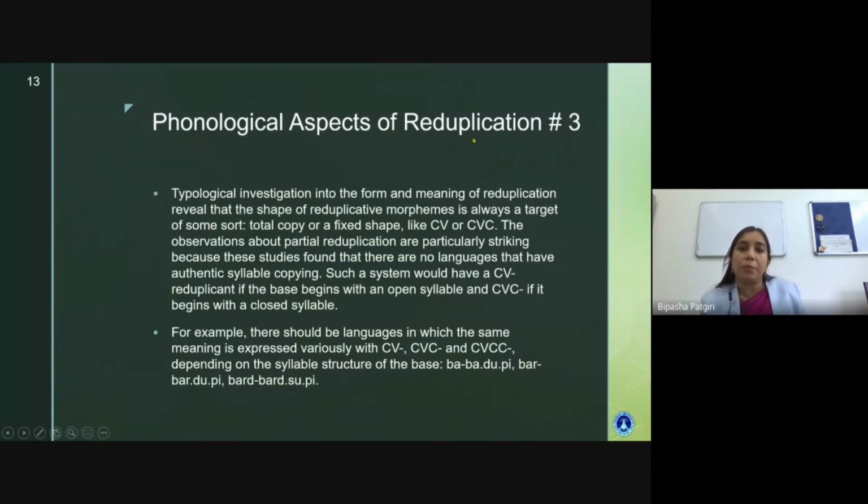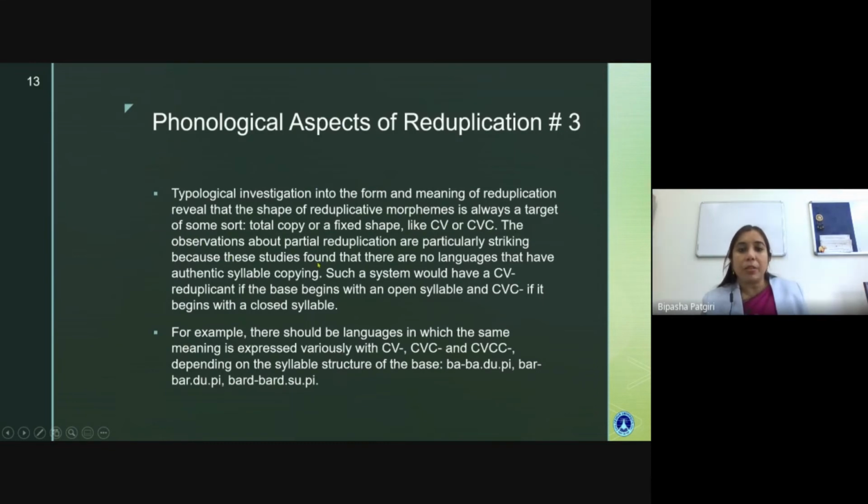The phonological aspect of reduplication, number 3, also has some typologically interesting properties, as I showed in the previous slide. Those studies have investigated typological or cross-linguistic patterns and generalizations in the form and meaning of reduplication, which reveal that the shape of reduplicative morphemes is always the target of some sort, either total copy or a fixed shape, like a syllable such as a CV structure or a CVC structure.